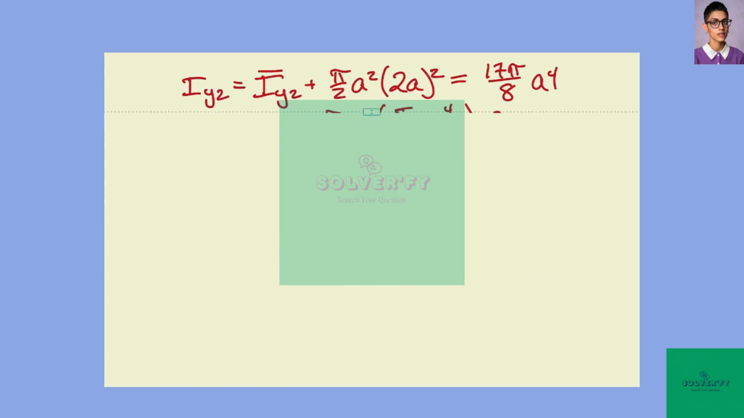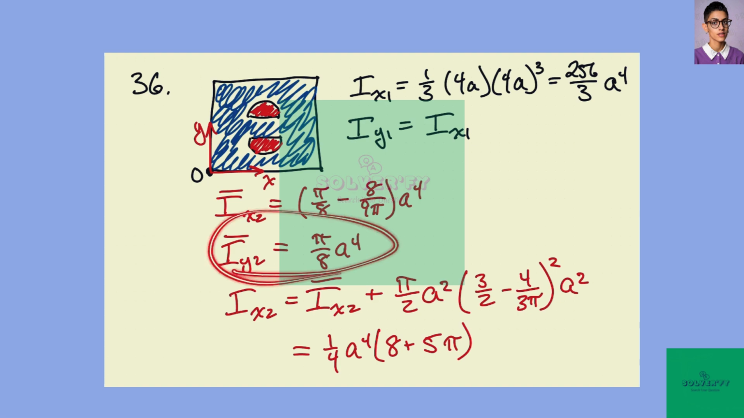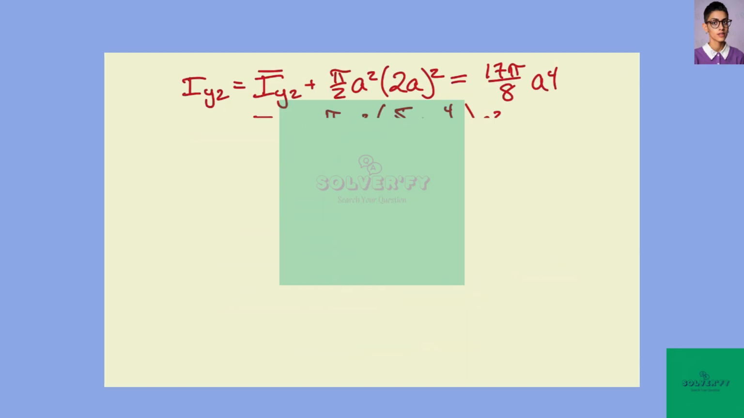Now, y is a little easier because the centroidal moment is simpler, and the distance here is easier, and that is just 2a. So that all becomes 17 pi/8 a^4.